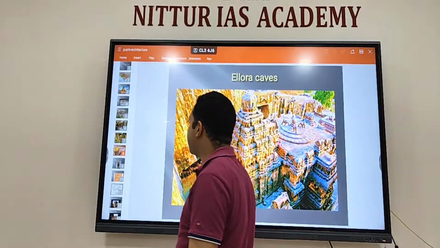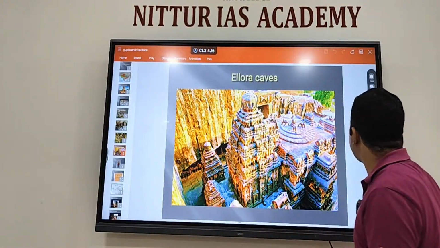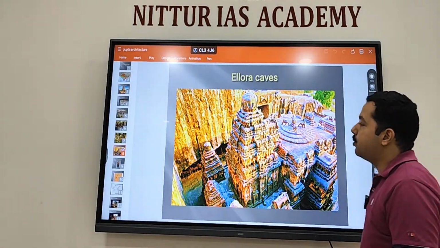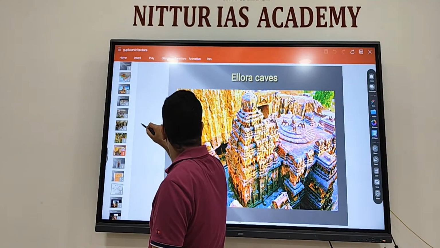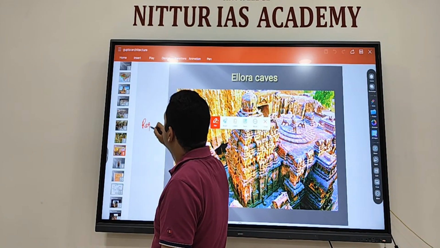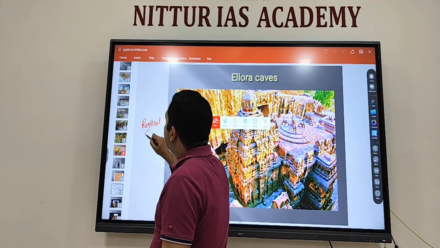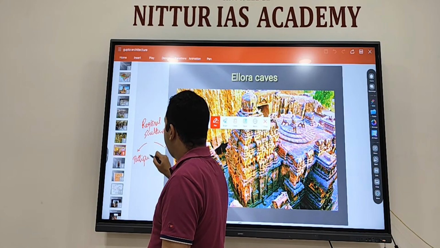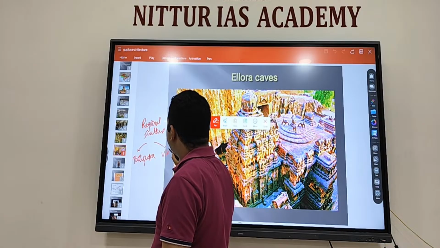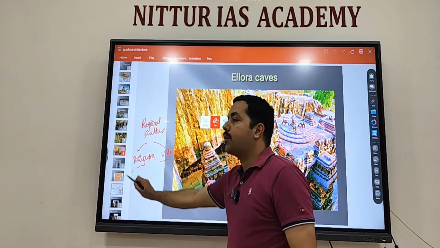Now, what kind of sculptures are you seeing in the Gupta period? You will see regional sculptures also developing, especially in the Patliputra and Vidisha region.